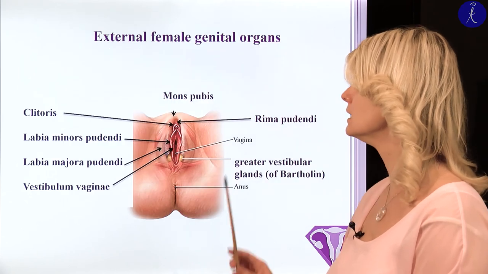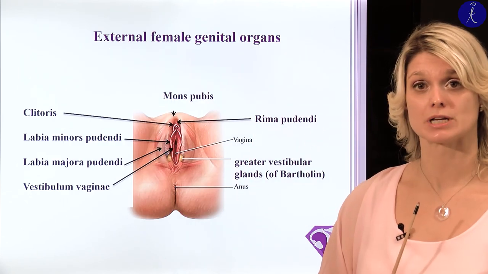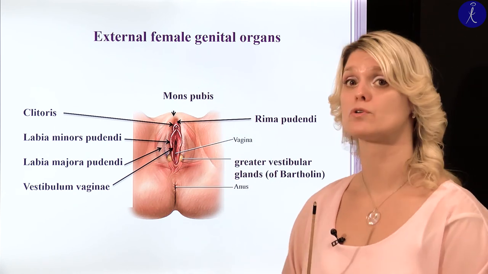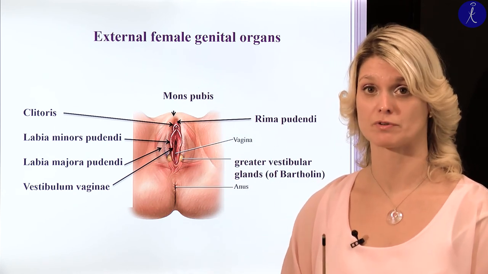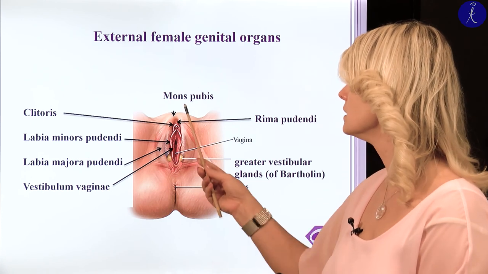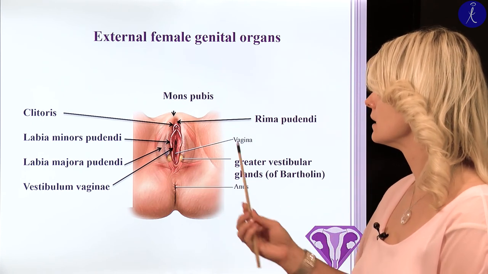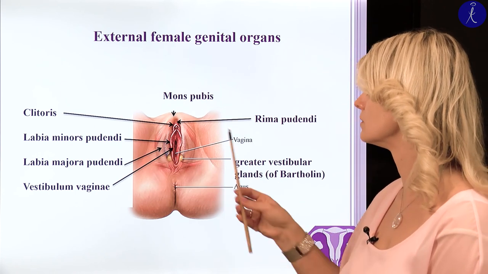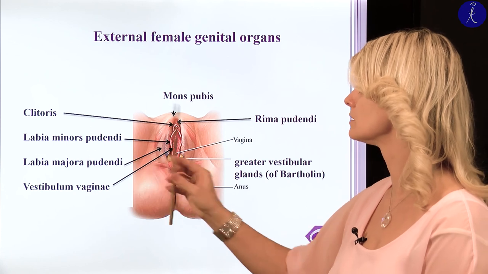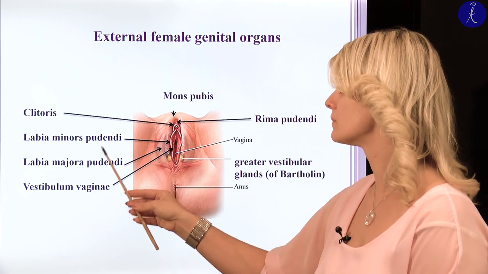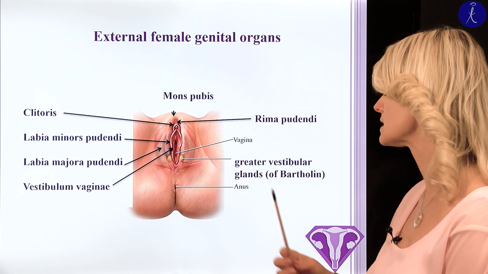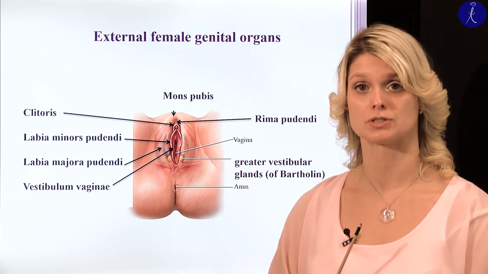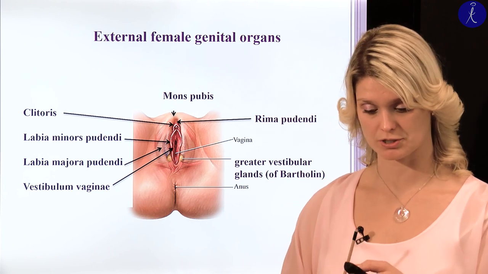And finally, the last picture about the external genitalia. I only show you the schematic picture. All of the details will be in the lecture of Professor Kish, when you will see the urogenital diaphragm. Here, the clitoris, the rima pudendi, the external labia, the labia majora and minora pudendi, and the vestibule and the greater vestibular glands. You will hear about these structures in the lecture of Professor Kish.